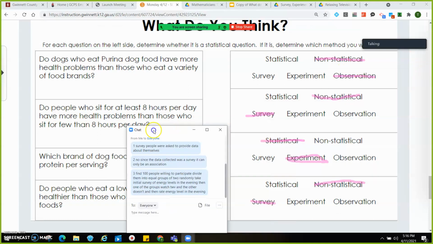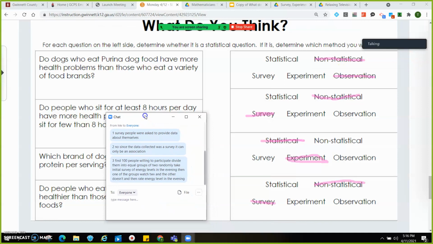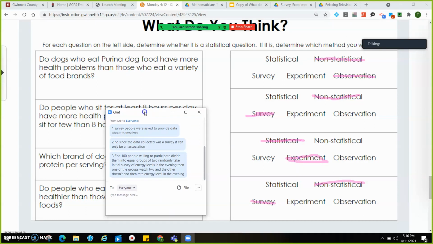So on this first one, do dogs who eat Purina dog food have more health problems than those who eat a variety of food brands? So I put this as observation because you can't really ask a dog, hey, do you have any health problems? I guess you can maybe turn this into a survey, but I put it as an observation because you really can't ask those types of things from a dog. It's non-statistical because we're saying health problems, which is generic. Okay.